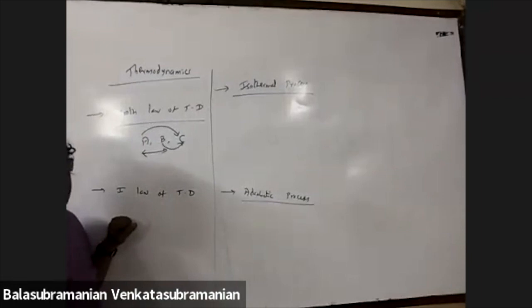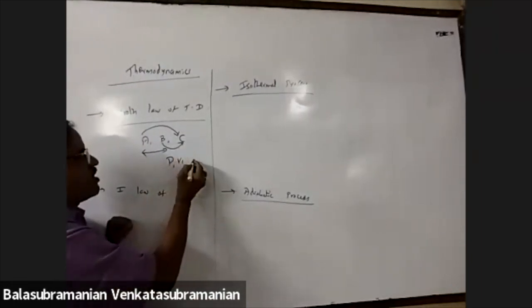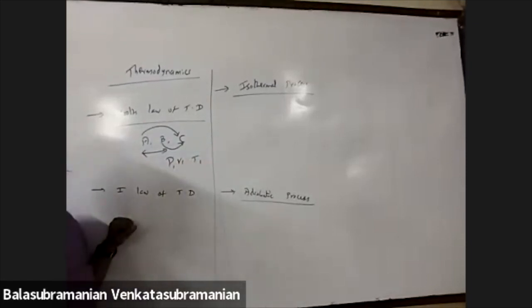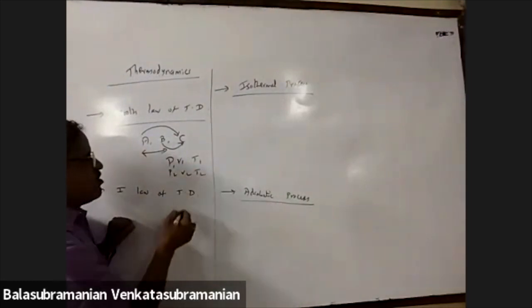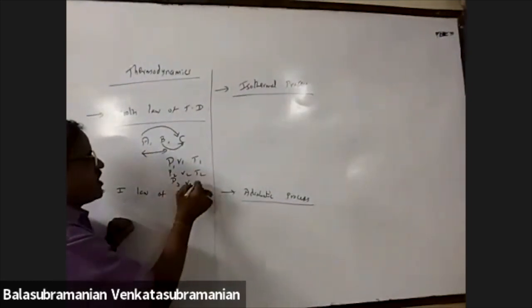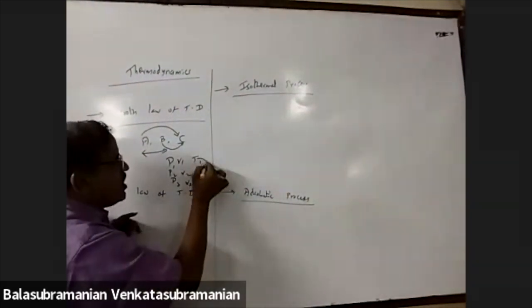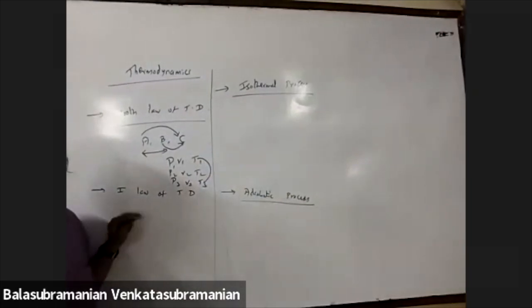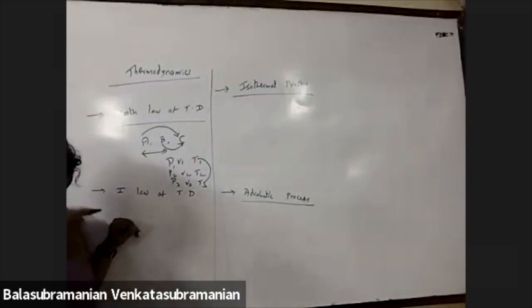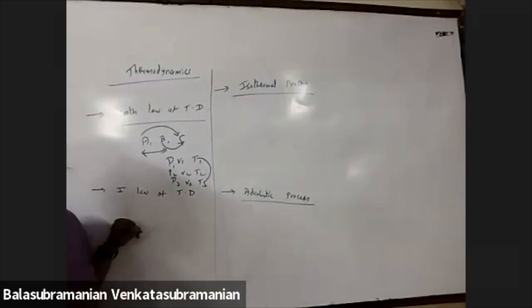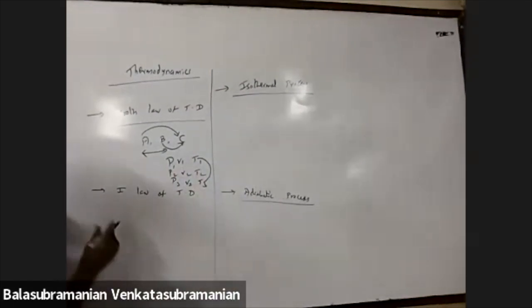Thermal equilibrium means what? Previously, we have the pressure P1, volume V1, temperature T1, P2, V2, T2, P3, V3, T3. A and C are in thermal equilibrium. That means it will have a common pressure, common volume, common temperature. When you combine these two, how to combine that? Simple.